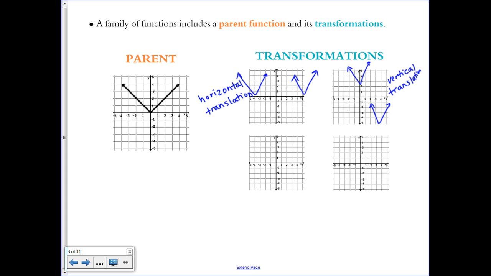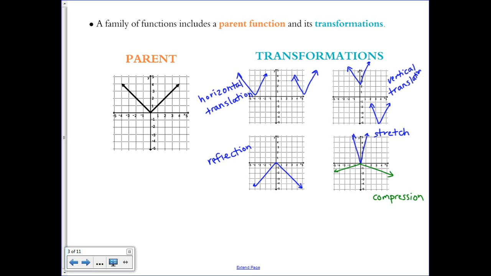You could reflect the V over the x-axis. You could also reflect it over the y-axis, but it would look exactly the same. Reflecting it over the x-axis is called a reflection. You can stretch your V, make it a tall, narrow V. That's called a stretch. Or, and I'll show this one reflected so you can see it a little easier, you can compress the V and make it a wider V. So if you're making your V rise more slowly or fall more slowly, it's called a compression. So these are the transformations we'll be doing.